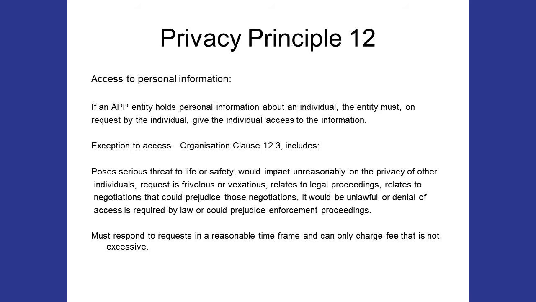Privacy principle 12, we're nearly there, 2 to go. Access to personal information. If an APP entity holds personal information about an individual, the entity must, on request of the individual, give the individual access to that information. So, unless doing so will pose a threat to life or safety, would impact unreasonably on the privacy of other individuals, the request is frivolous or vexatious, relates to legal proceedings or relates to negotiations that could prejudice those negotiations.